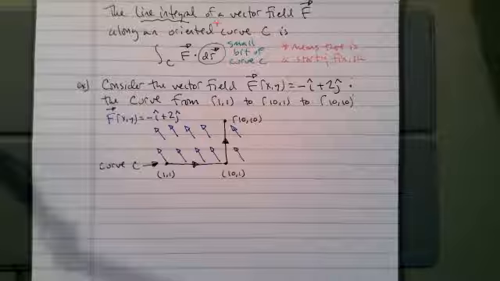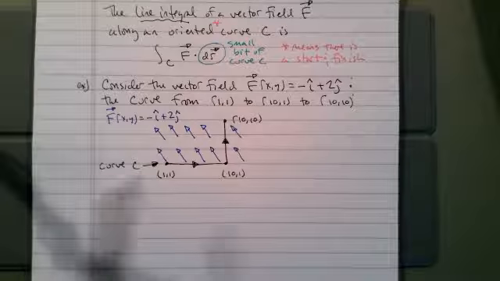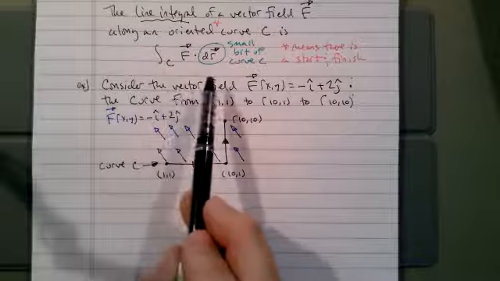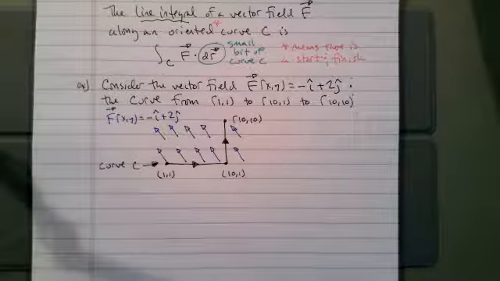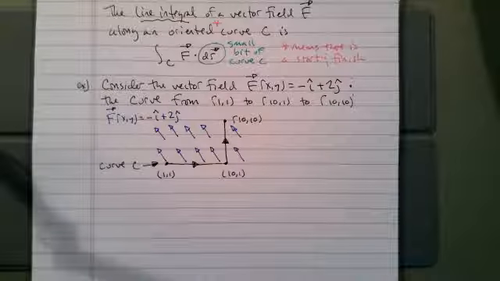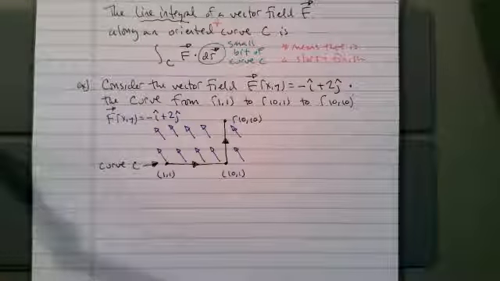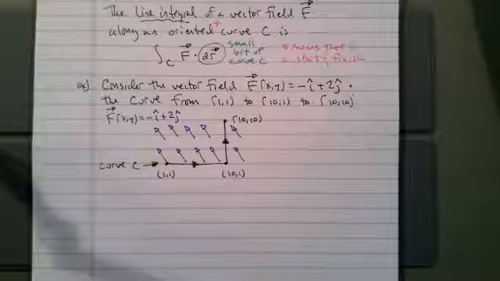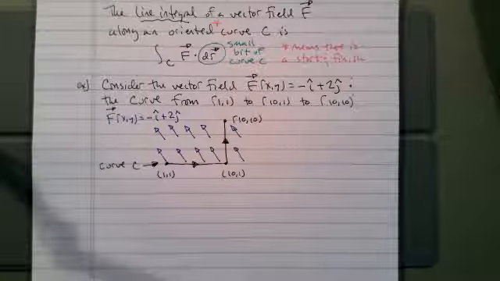So the core calculation we're making is a dot product of vectors. So anything that can be calculated with a dot product is something that we can calculate with these line integrals. Any questions? All right, let's pause the video here and think about this.